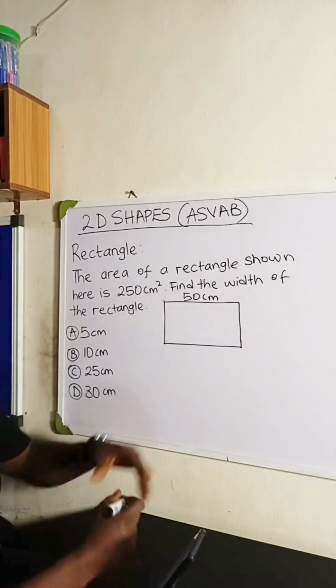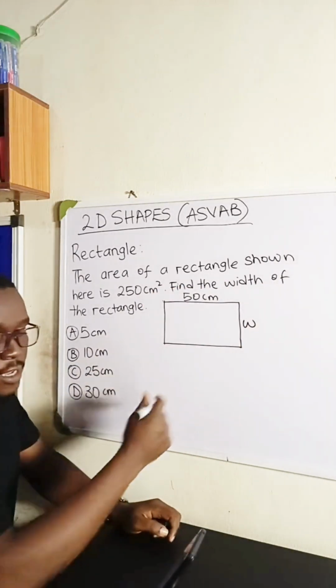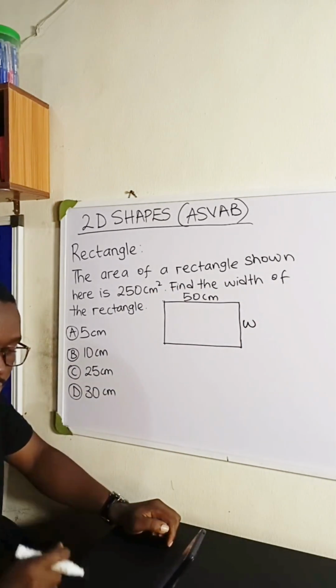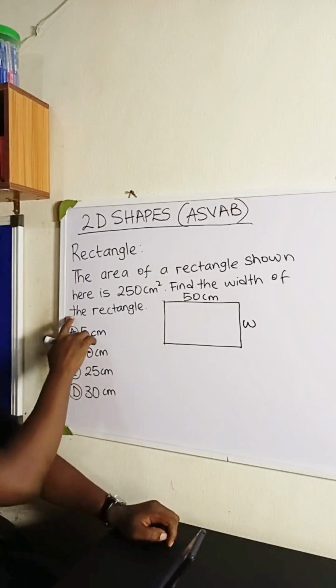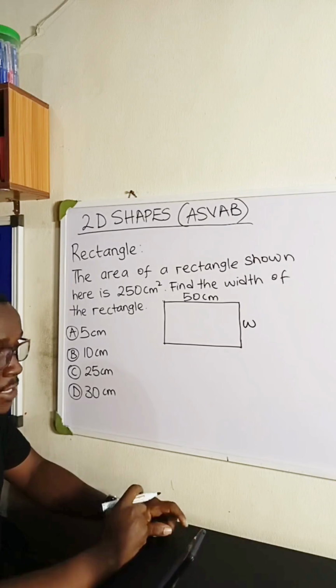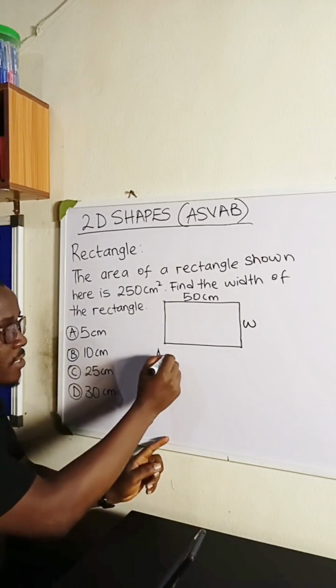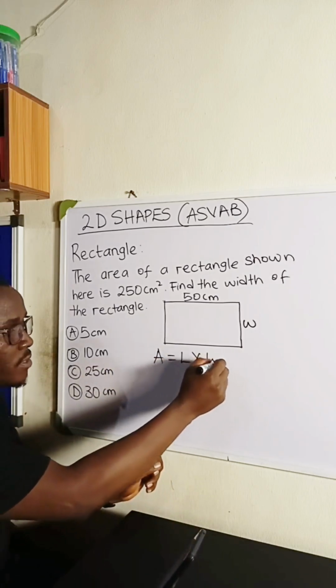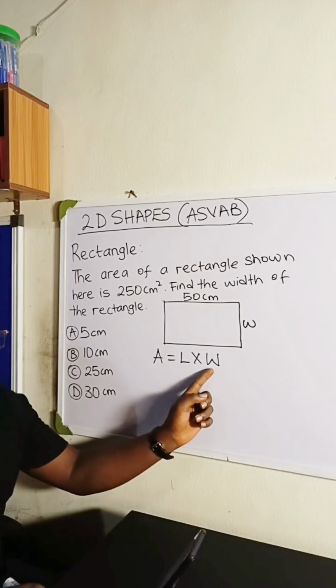Find the width. So we don't know this side. This is the width of the rectangle. The width is the shorter side of the rectangle. Okay. First, we need to remember the formula for area of a rectangle. The formula is area is equal to length multiplied by width. So we're expected to find the width.